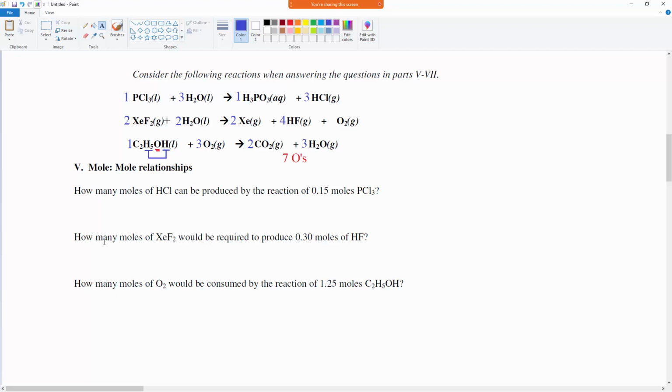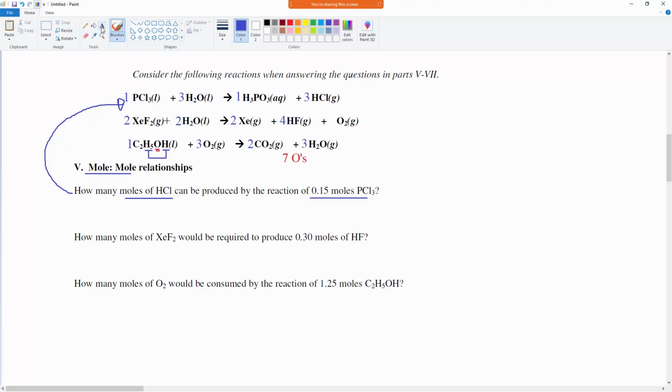So now we can answer these 3 questions. And each of these questions is looking at, as it says, a mole-to-mole relationship. And so they give me moles of one thing, and they're asking for moles of something else. And again, this question is nonsense without some sort of reaction to refer to. So this is referring to this first reaction here.